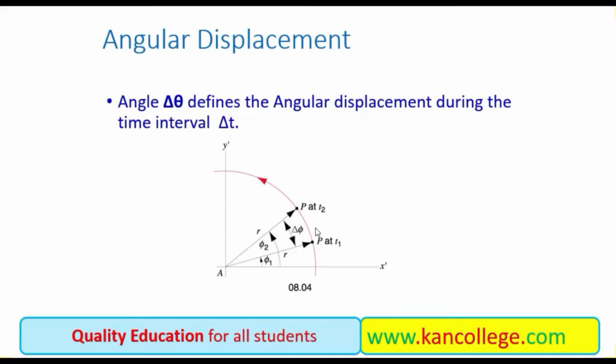If the delta phi is more, then the body is displaced more. It means angular displacement is actually the delta angle, delta phi or delta theta, that is the angle from the initial point to the final point. If the delta phi is more, then the body is displaced more.